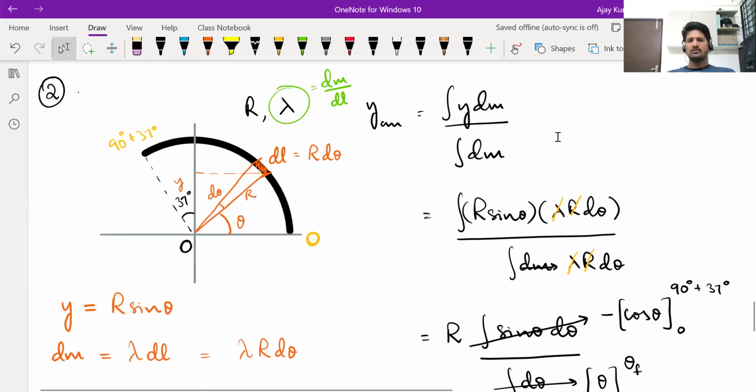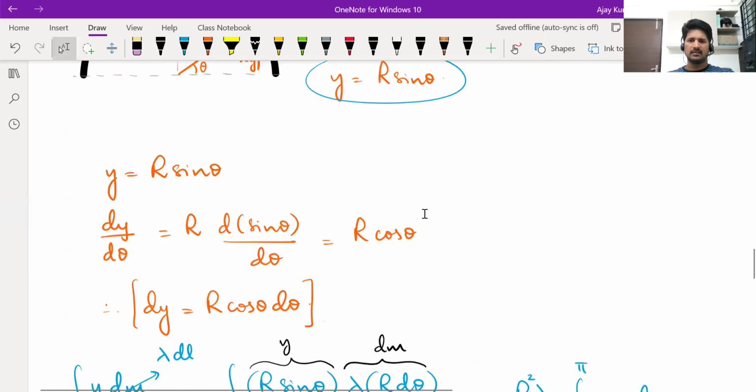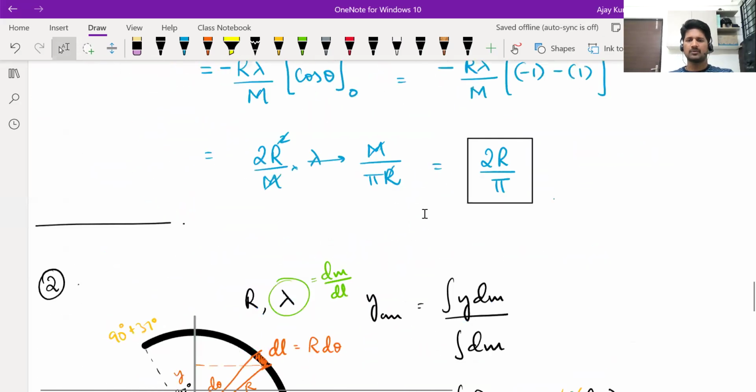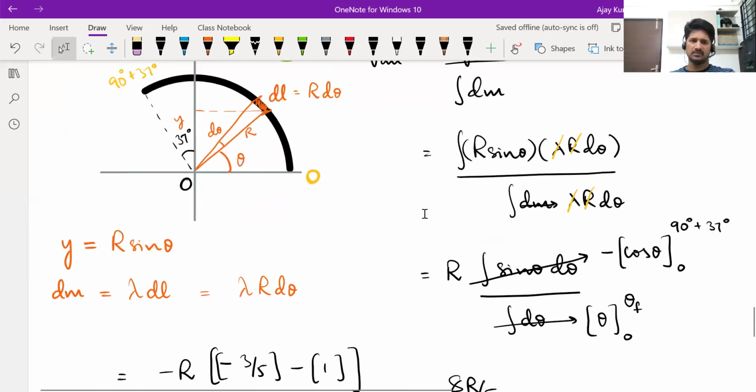Is the procedure clear to all of you? It's the same as what we did in the last problem. Only the integration with limits was difficult. Substituting limits was the difficult part. Because in the last problem, limits were from 0 to 180. It got cancelled quite easily. Okay, in this problem, the limits are 0 to 90 plus 37. That's the only difficult part. Is this clear to all of you?